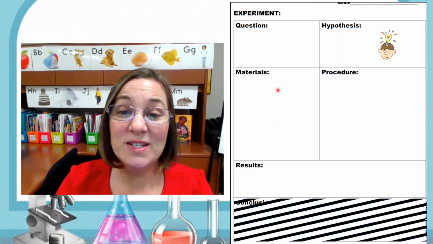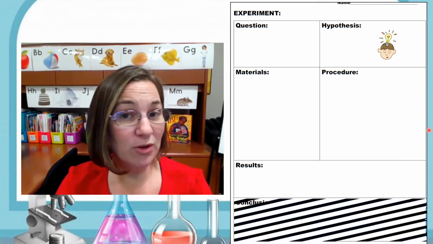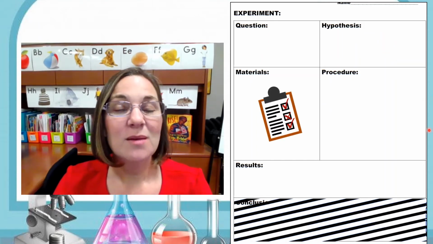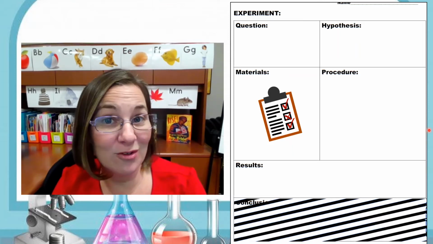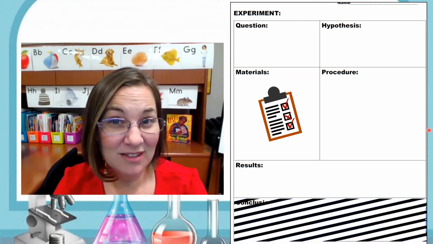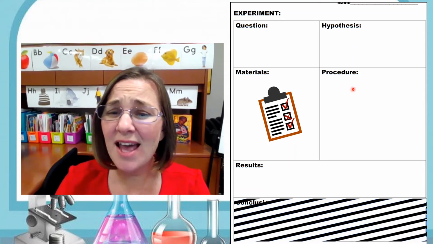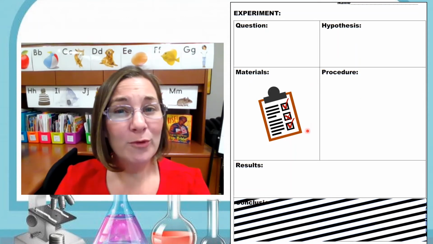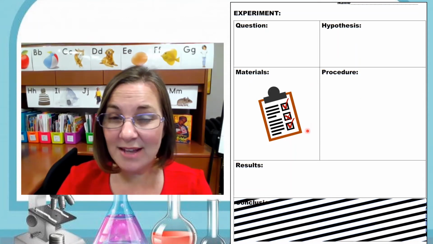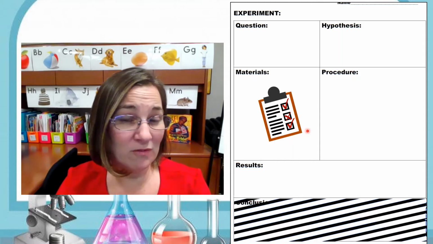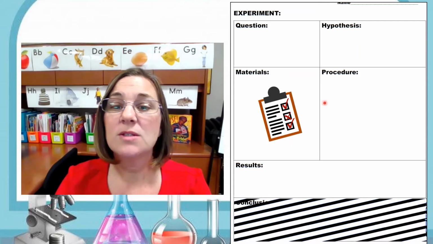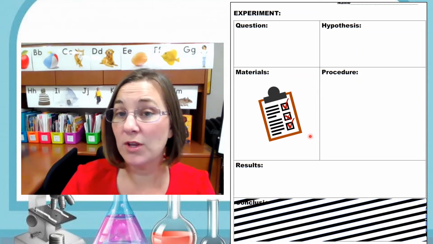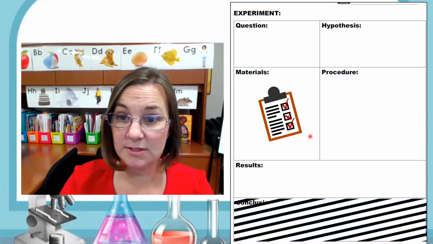Put your finger on this box now and say materials. Materials are a list of all of the things that you're going to need in order to complete your investigation or your experiment. It's important for scientists to have a list of materials they need before they get started, because you would hate to be halfway through your experiment or investigation and suddenly have to go searching for something you don't have. So making a list of materials before you get started is really important.